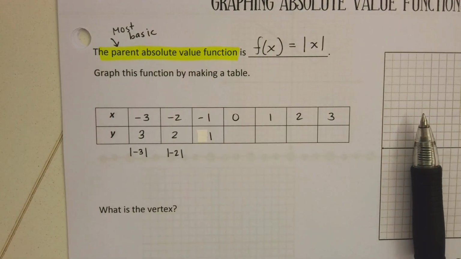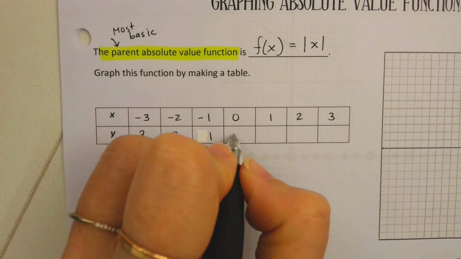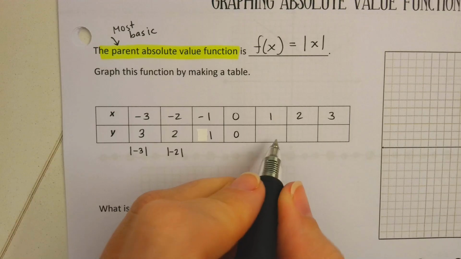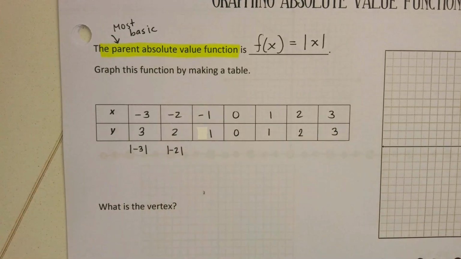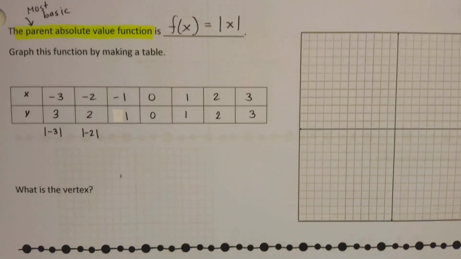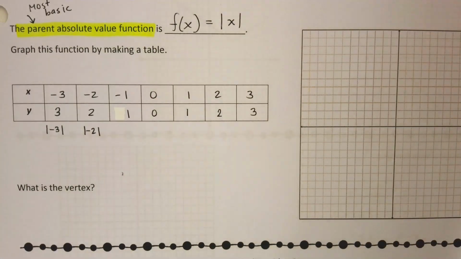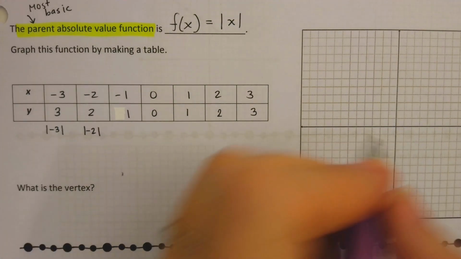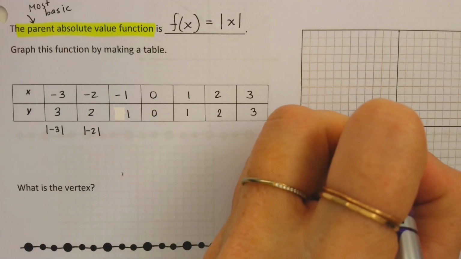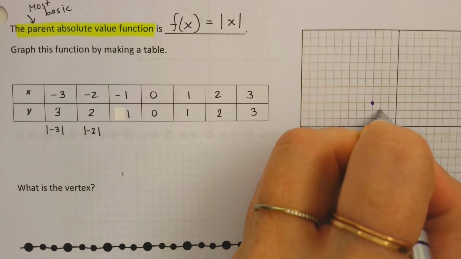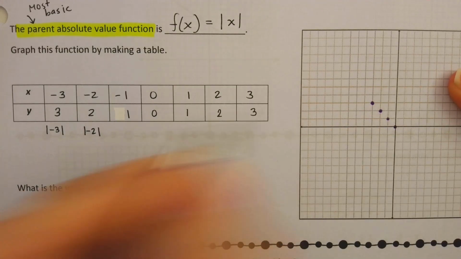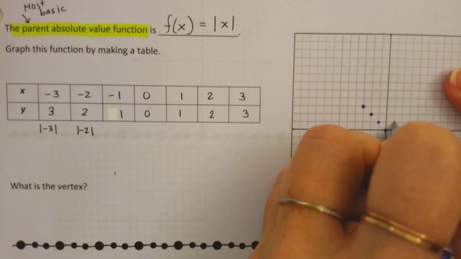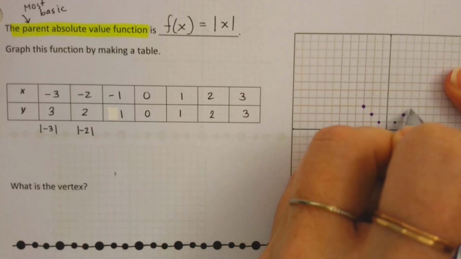What's absolute value of 0? 0. Okay. What's absolute value of 1? 1, right. It always ends up being positive. Okay, and then I'm going to graph these so we can see what this graph looks like. So we have -3, 3, -2, 2, -1, 1, 0, 0, 1, 1, 2, 2, and 3, 3.